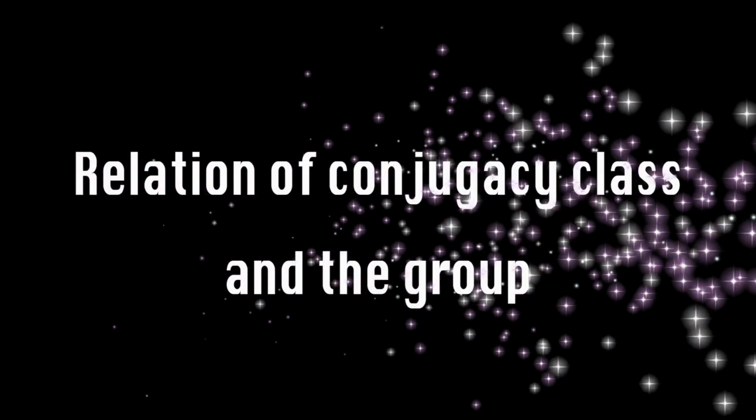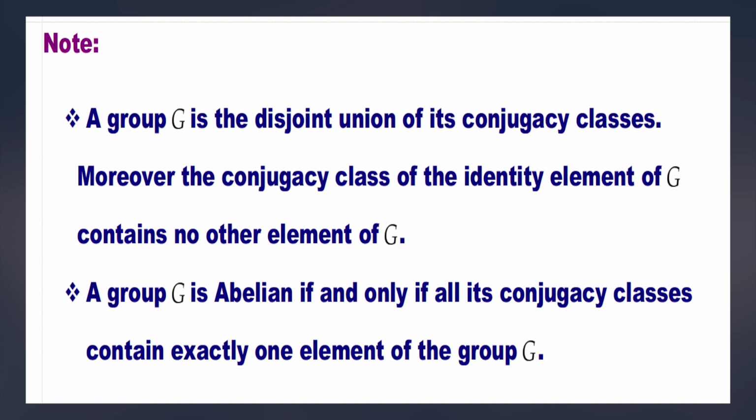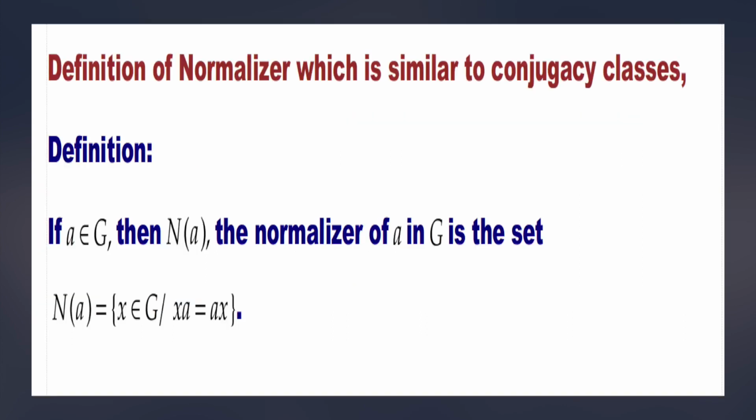Now we can see the relation of conjugacy classes and the group. Notice, a group G is the disjoint union of its conjugacy classes. Moreover, the conjugacy class of the identity element of G contains no other element of G. Next, notice a group G is abelian if and only if all its conjugacy classes contain exactly one element of the group G.